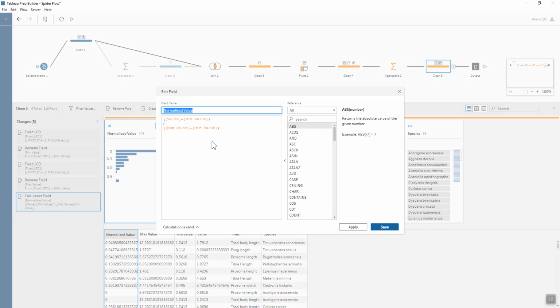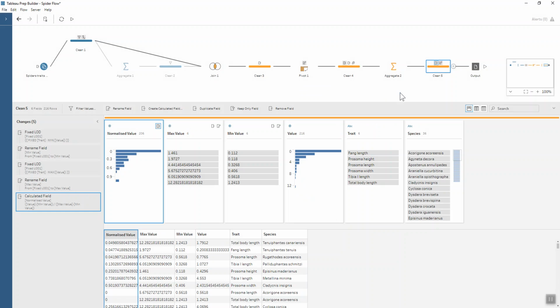And then to calculate that normalized value, we're just doing the value minus the minimum value for that trait, over the maximum value minus the minimum value. And we're doing that across all the different species because we want our spider radar charts to have the same scales, basically. So I hope that was easy enough to follow, and I hope you enjoyed working with a different sort of data set this week.